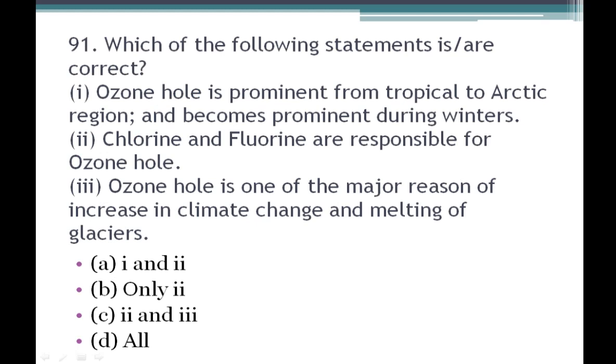Question number 91. Which of the following statements is or are correct? Number 1. Ozone hole is prominent from tropical to Arctic region and becomes prominent during winters. Number 2. Chlorine and fluorine are responsible for ozone hole. Number 3. Ozone hole is one of the major reasons of increase in climate change and melting of glaciers. The correct answer is option C, that is 2 and 3. Statement 1 is incorrect because ozone hole is prominent only in Arctic and Antarctica regions.